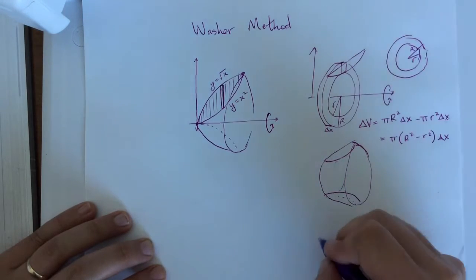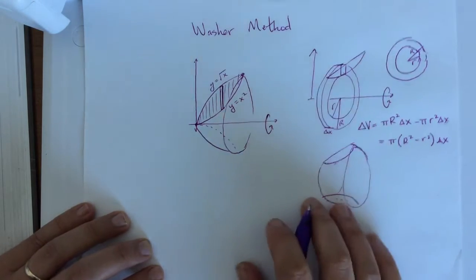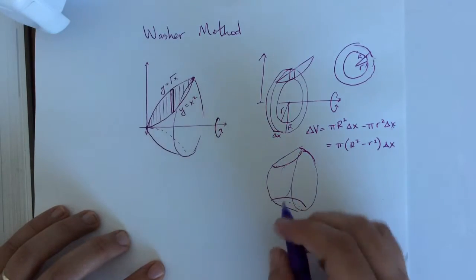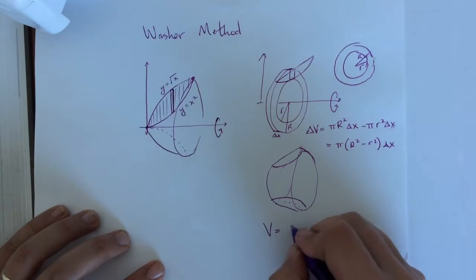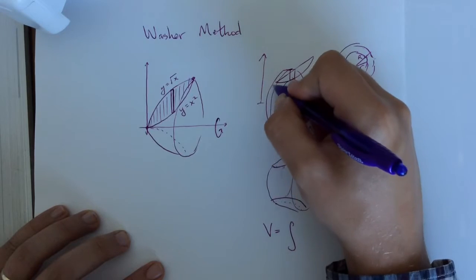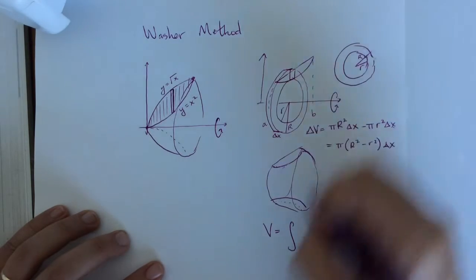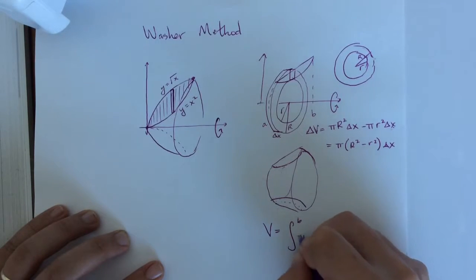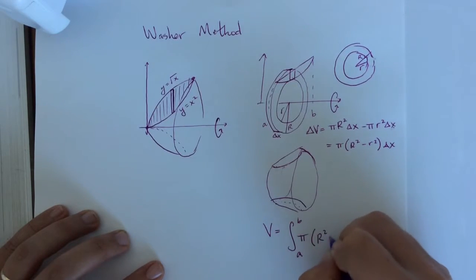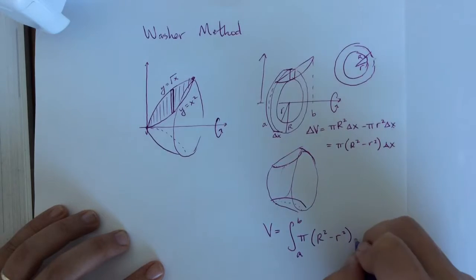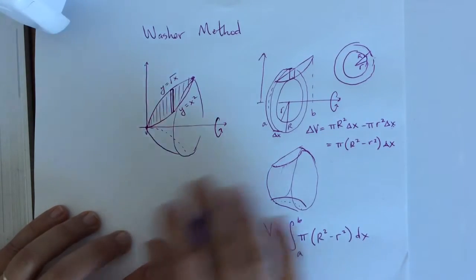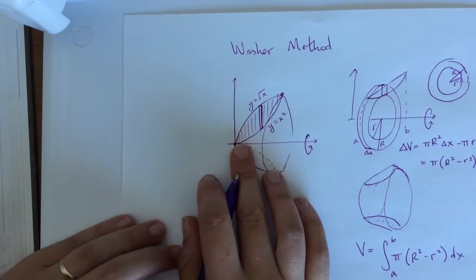And so the volume for the washer method is the integral from wherever it starts, let's say a, to wherever it ends, let's say b, of pi times the difference in the radii squared times dx, which is the height. Okay, so let's do that for this particular example.